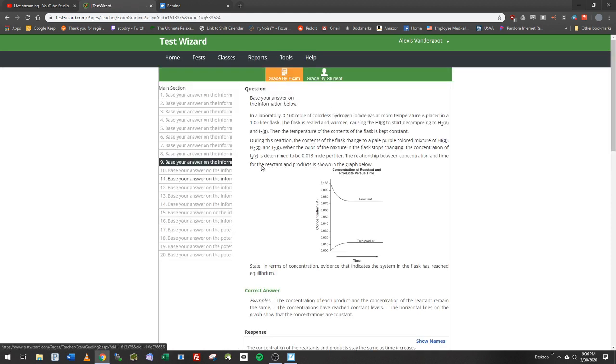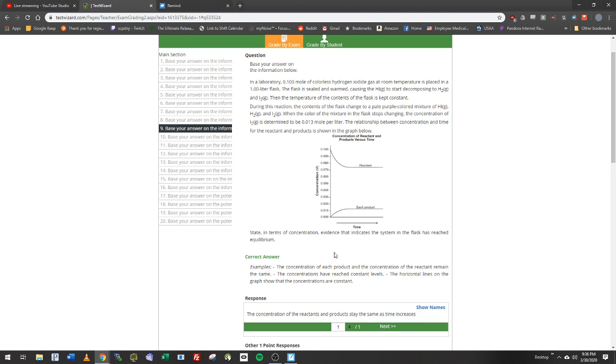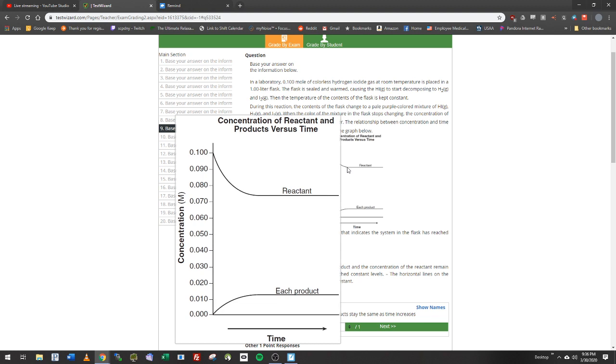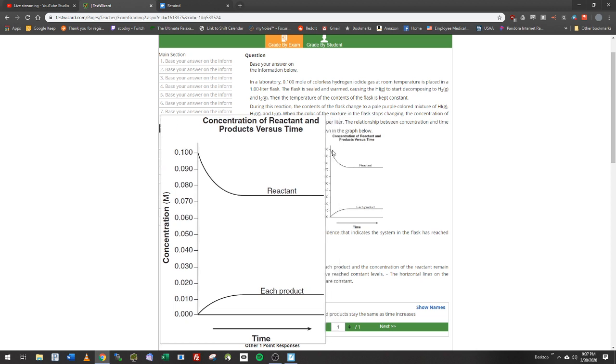Okay, question number 9. In this question, they want you to state in terms of concentration, and I want evidence that the concentration has reached equilibrium. The key word for concentration here is that the concentration needs to remain constant. So concentration stays constant. Now here's the kicker. If you said that the concentrations are equal, the concentrations are the same, they are not the same. If I look at this picture, this concentration is about 0.75 for reactant, and about 0.075 for product. The concentrations are remaining the same.